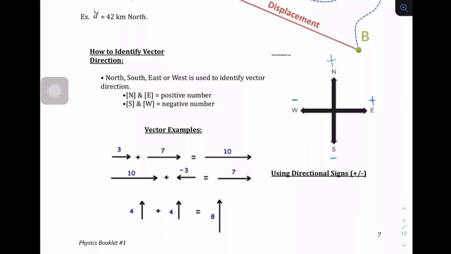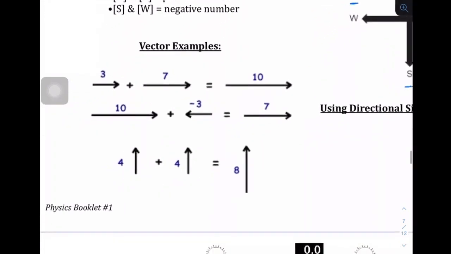Now vectors, we have to keep in mind those positive and negative numbers when we are adding them together. If we go 3 units east and then 7 units east, those add together to make 10. If we go 10 units east and then 3 units west, well, I need to subtract those 3 units. So my total overall distance would be 7 units to the right. And then that is a displacement, that's a vector quantity.